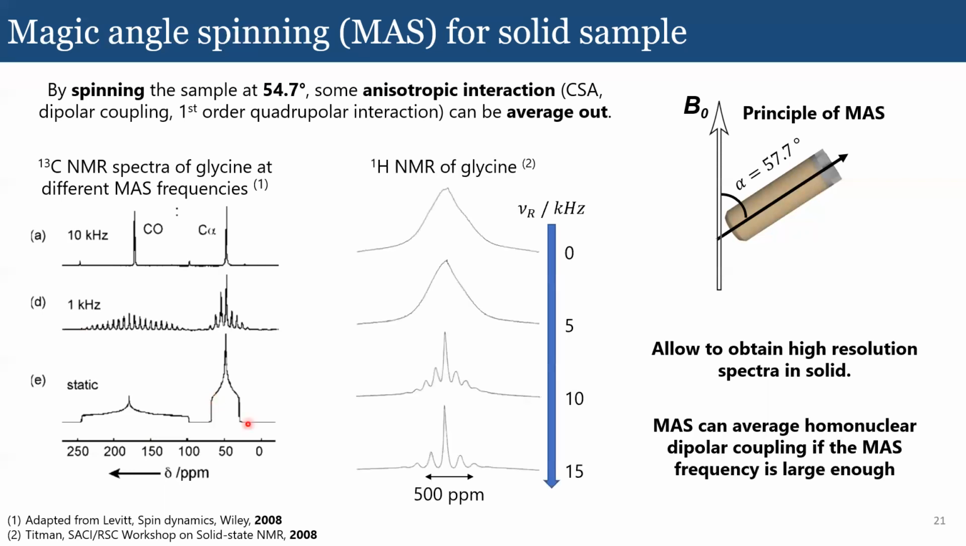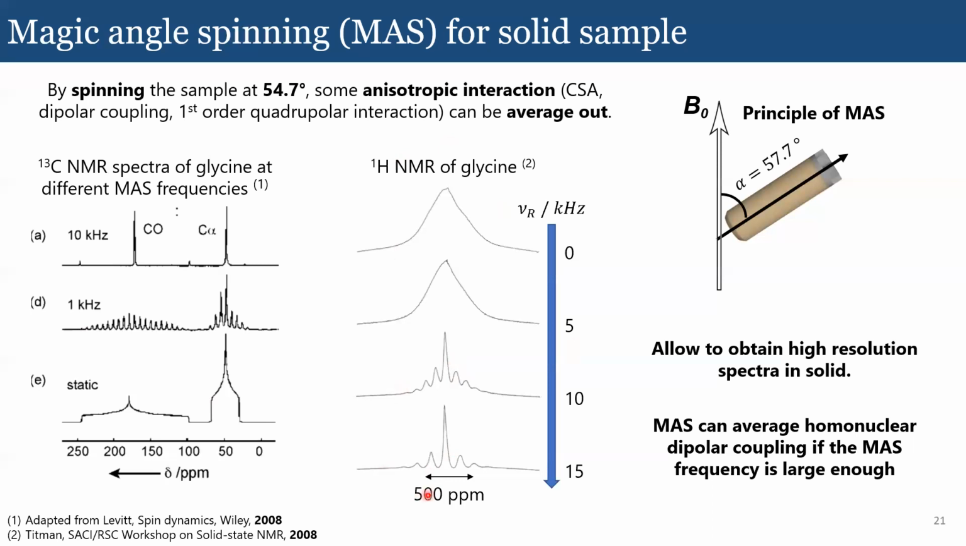If now I take another example, so it's still glycine, but now proton NMR, you see that from here to here, sorry, they are not in the same direction, but from here to here, I'm spinning faster and faster. When I'm in static or even at low speed, the resolution is not really better. I think we can all agree on that. But at some point, if you reach a high enough spinning speed, the resolution is going to start to improve.